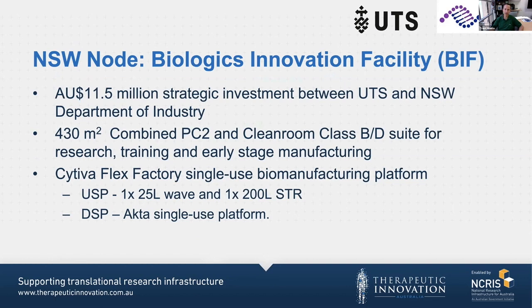Down at the Biologics Innovation Facility at UTS, they were awarded some internal funds, which really let them build this state-of-the-art facility they have. So 430 square meters of combined PC2 clean room, as well as Class B and D suites that can span across research, training, and early stage manufacturing. Through a partnership with Cytiva, they've really also got a large suite of high-end equipment, both on the upstream side and the bioreactors they have, and the downstream side as well.